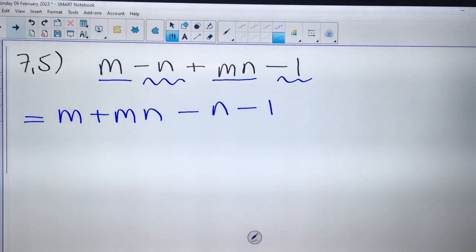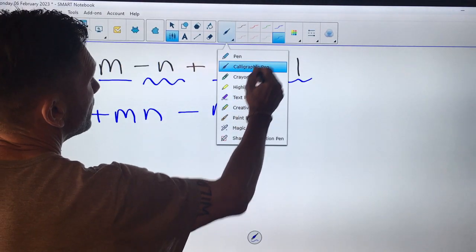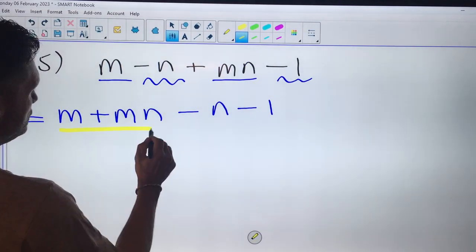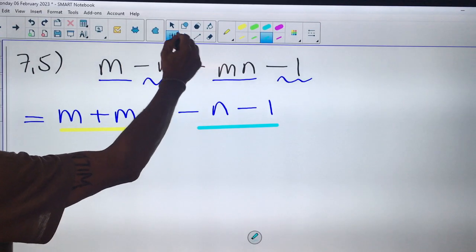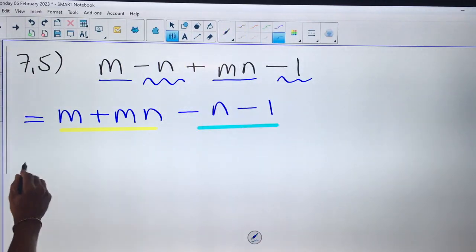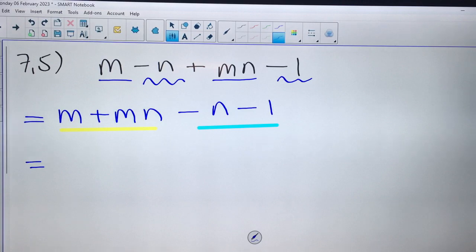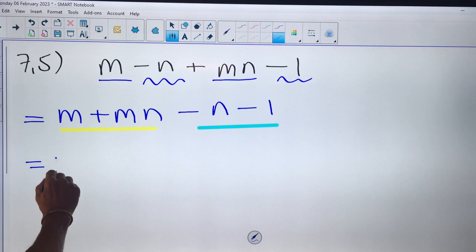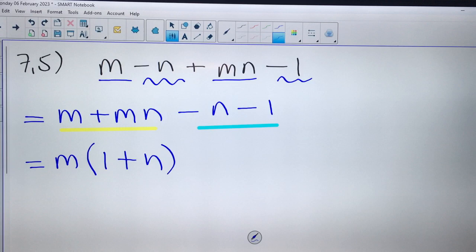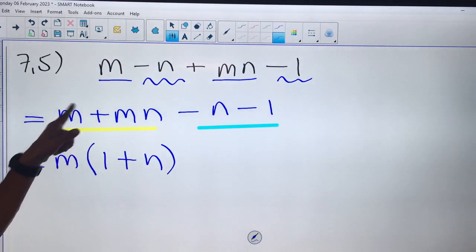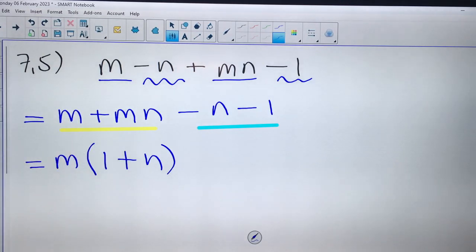And then I'm left with those. Between the first 2 and between the next 2, I'm going to look for some factorization of some sort. What is the common factor with those with the yellow highlighter? M. Now we have n(1 plus n). Check. If I had 2 terms here, I still have 2 terms. If I multiply the m in, I will get what I have here on top.